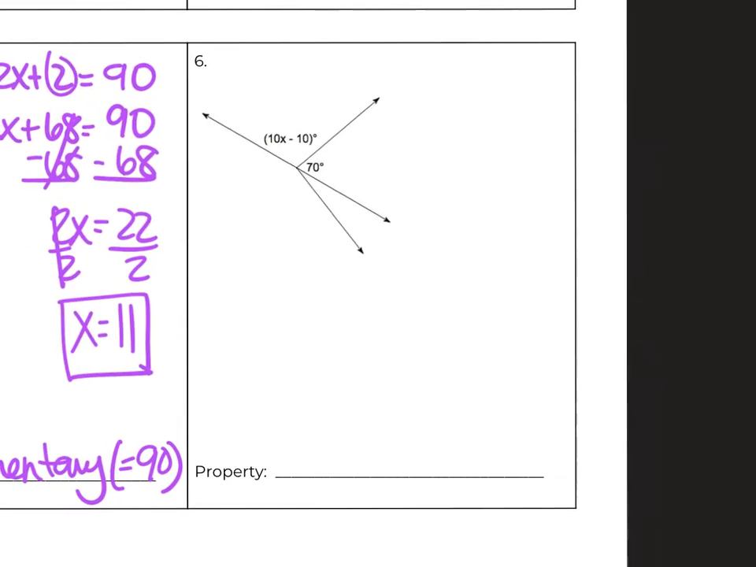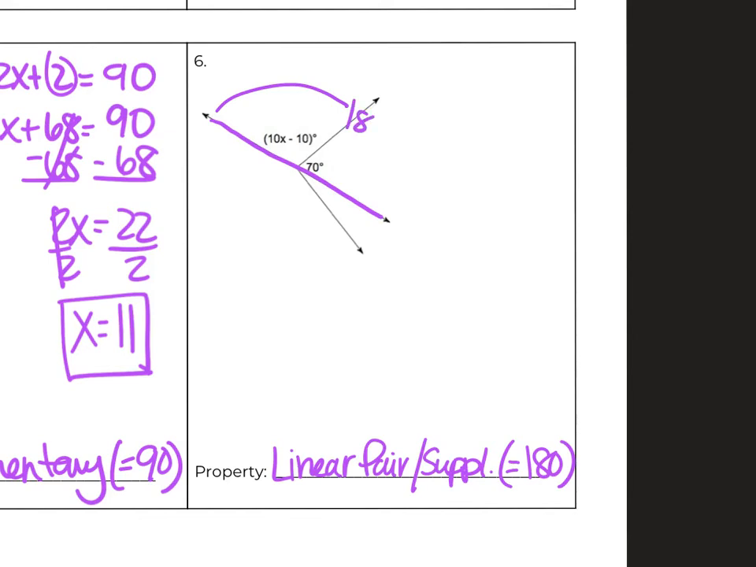Okay, so on number 6 we're looking at these 10x minus 10 and 70. So it looks like together they form a straight line. So you could either say linear pair or supplementary. Okay, I'm okay with either, but you do need to specify that they equal 180 then. So I have two parts, and my whole will be 180. So then for my equation, I can do 70 plus 10x minus 10 equals 180.